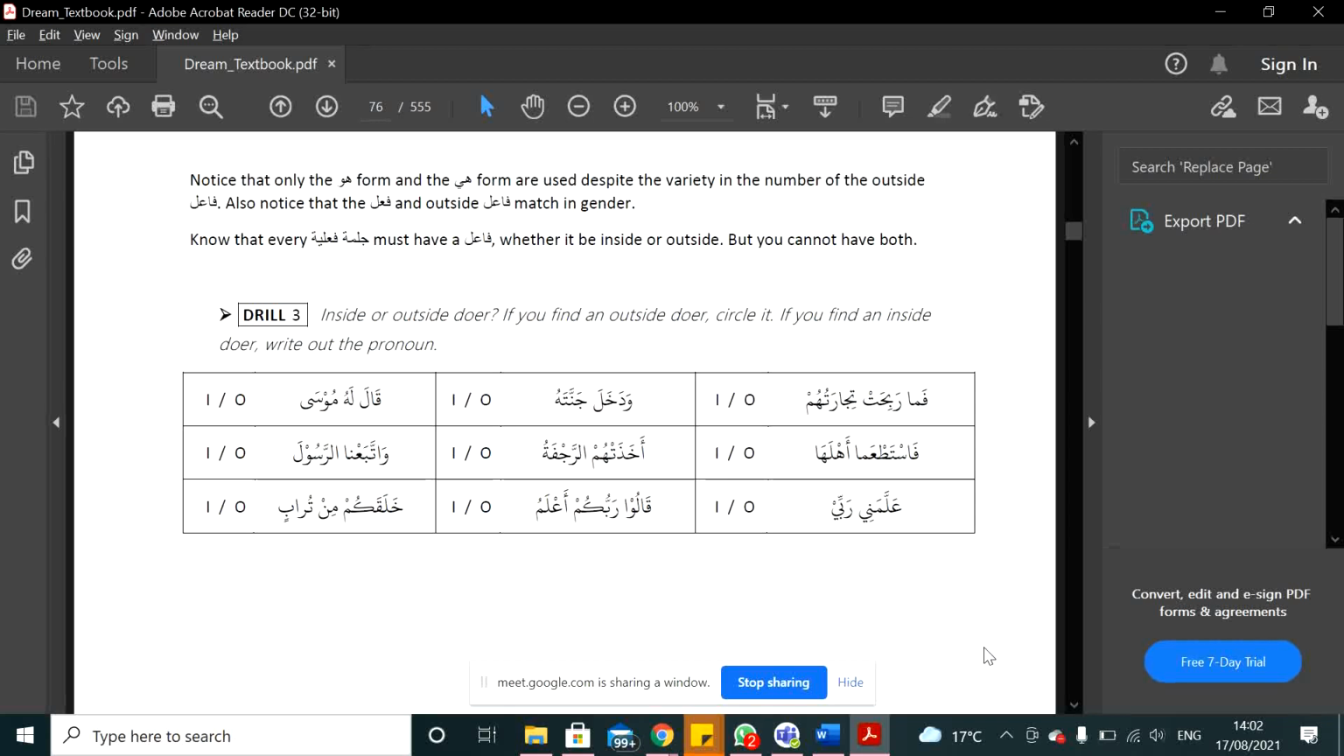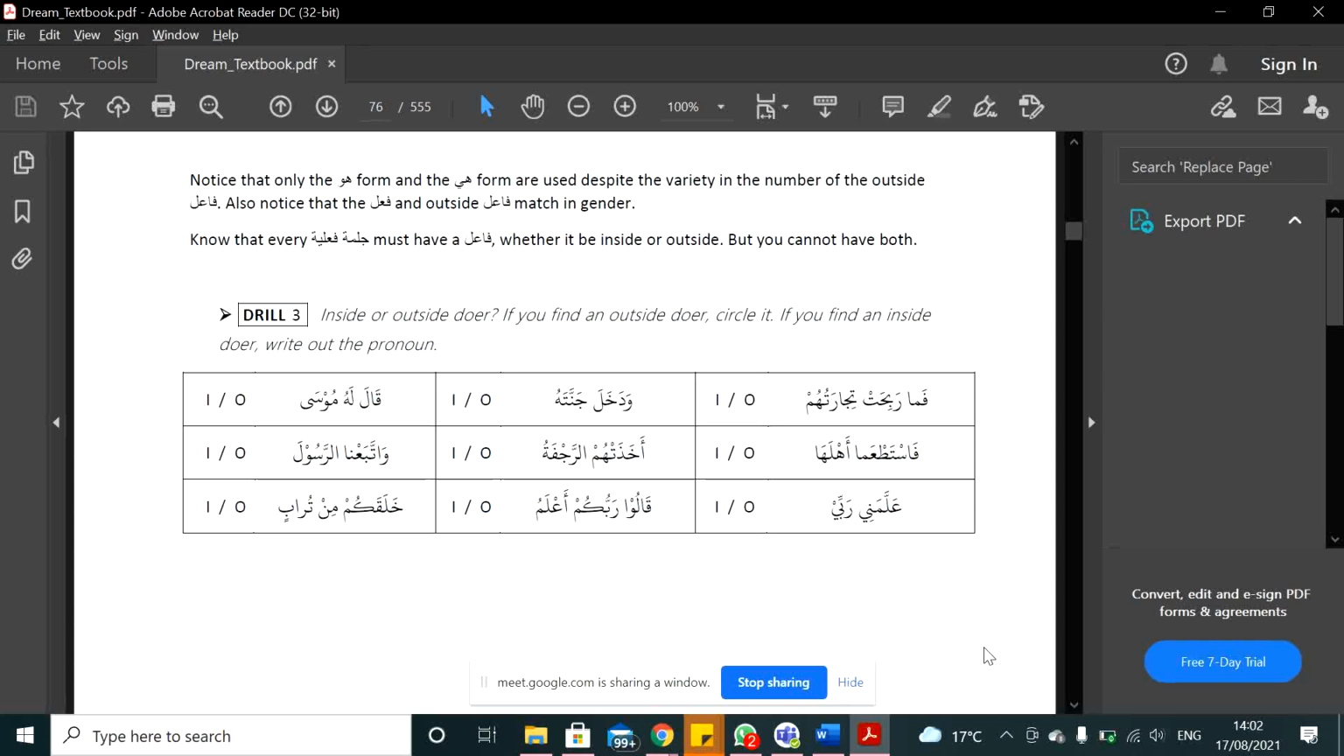What does that mean? I don't know the meaning of astama, but you can find the pronoun in it. What is the pronoun in istama? Let me find the meaning for you. Does that mean help? No, it does not mean help. I mean, what is the pronoun in istama? Just put it in the chart and find the pronoun in it. Huma istama'a, right? So the pronoun is huma here.